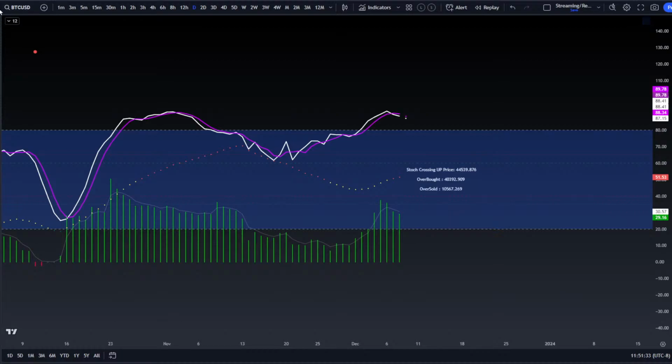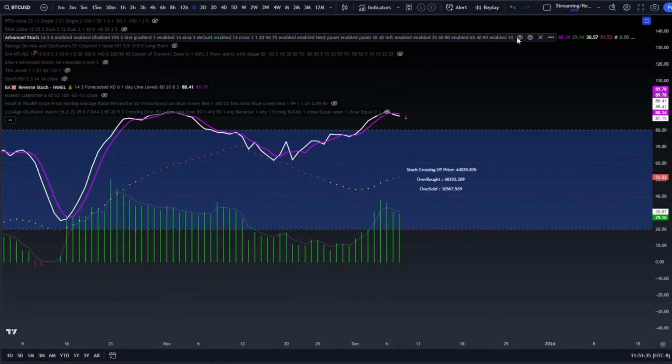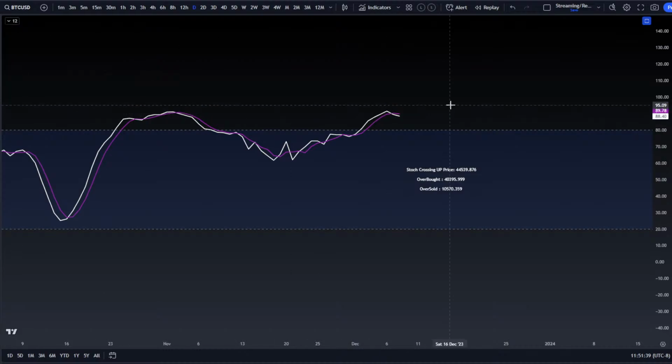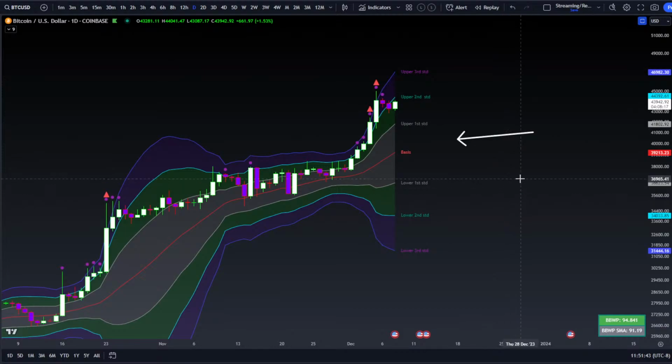And this is actually a different indicator here. So let's show you the one that you guys have access to, and that's the BA reverse Stochastic panel. And this is a free indicator, not made by me or anyone I know, but I hear stuff going on in the background here. Oh, hey. Sorry. All right.